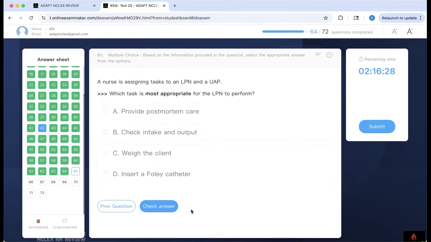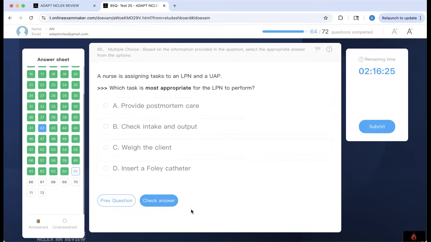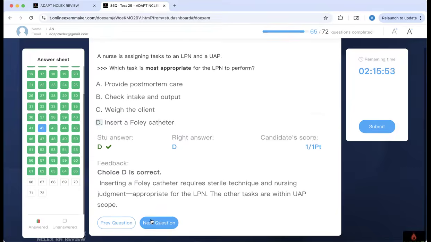You're doing your job. And then she's assigning tasks to the LPN and UAP. Which task is most appropriate for the LPN? MMR most: monitor, reinforce after teaching, and special tests. Provide postmortem care, check intake and output, weigh the client, insert the Foley. Which one would you give to the LPN? Postmortem care, both of them can do it, but mostly UAP. Intake and output, UAP. Weighing the client, UAP. Foley, the LPN can do that.